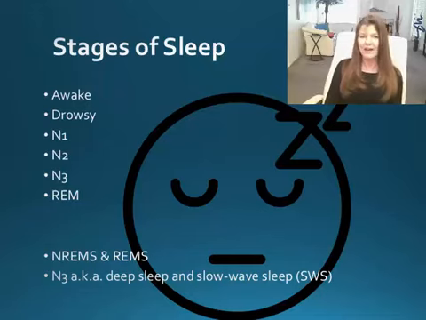N1, N2, and N3 are often collectively abbreviated as NREMS, non-REM sleep. Also know that N3, or deep sleep, is often referred to as SWS, which stands for slow wave sleep. In our next segment, we will look at these stages and learn to recognize them in a polysomnography.